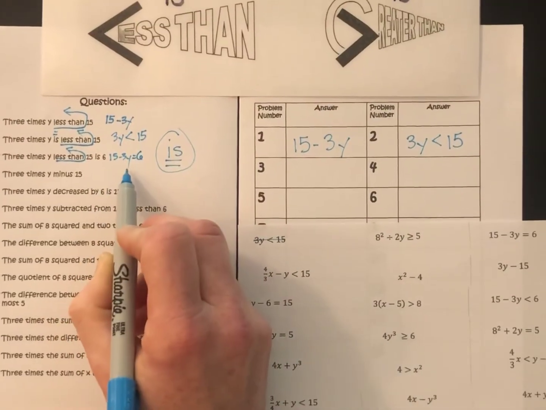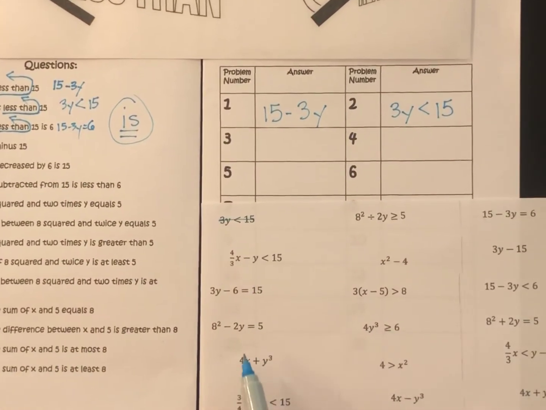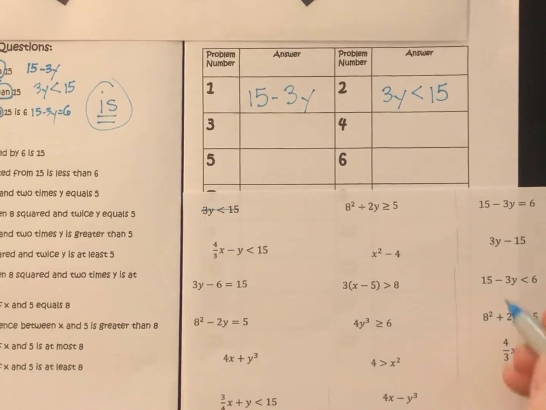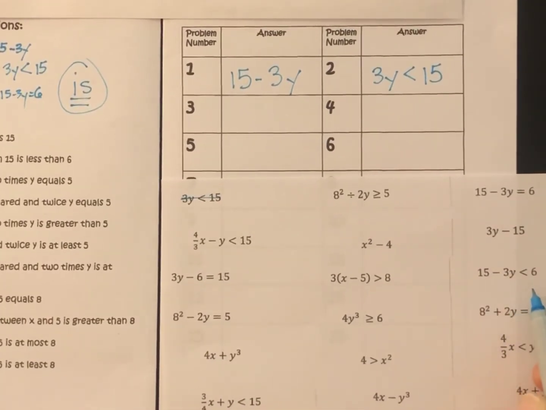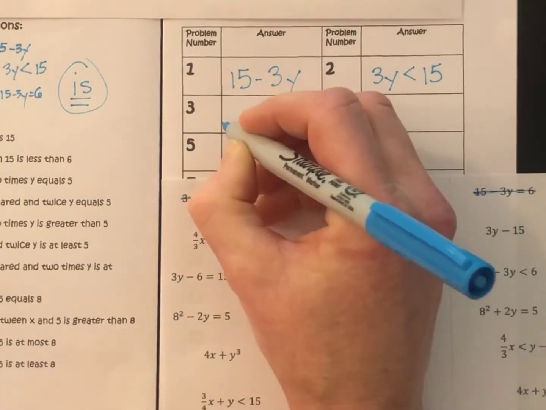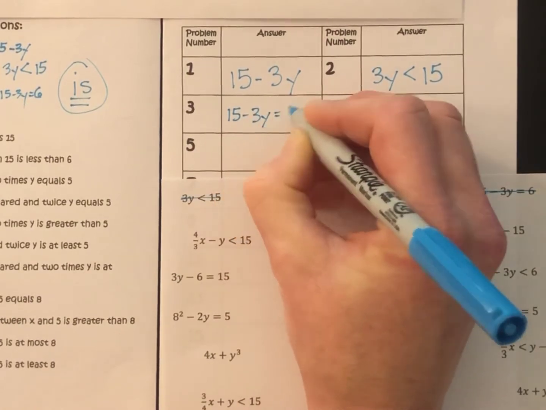All right, so make sure I got it right. I'm going to see if I can find it down here. 15 minus 3y equals 6. Oh, I remember seeing that one before. Here it is. 15 minus 3y, no, is less than 6. That's not it. There it is, equals 6. Almost got tricked on that one. 15 minus 3y equals 6.